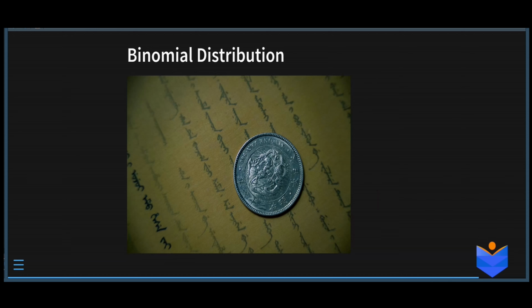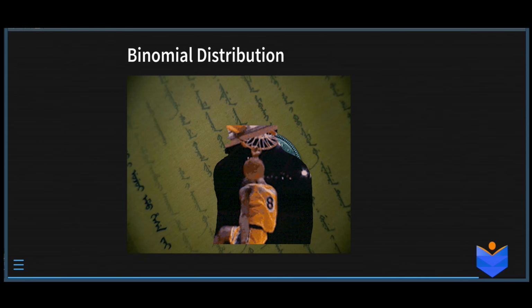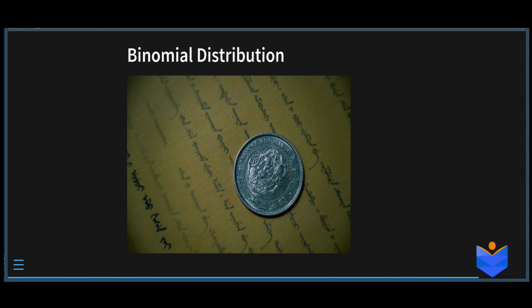Then we have binomial distribution. Binomial distribution outcomes are always two. Yes or no. Head or tail. You make the basket if you are playing basketball, or you miss the basket.